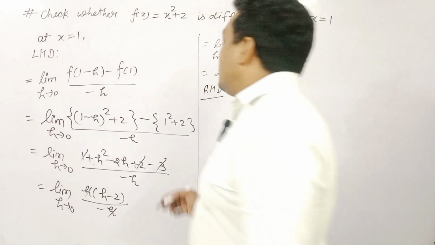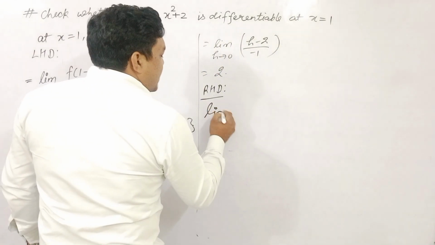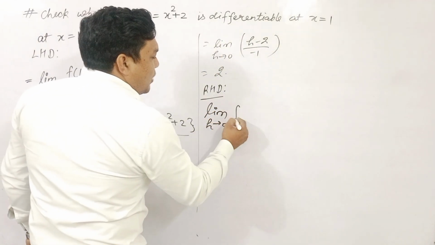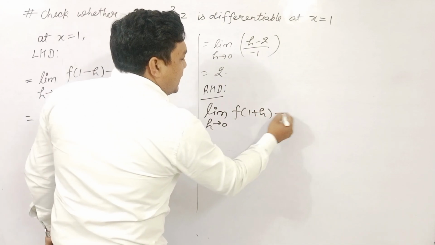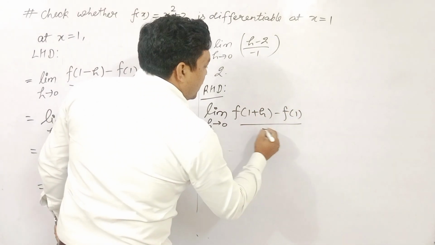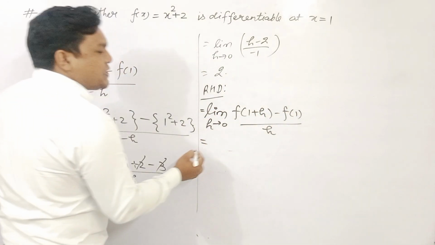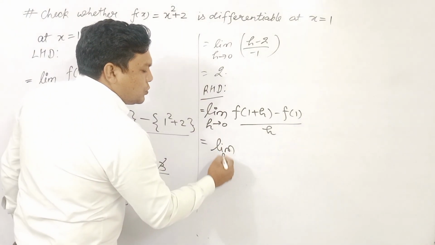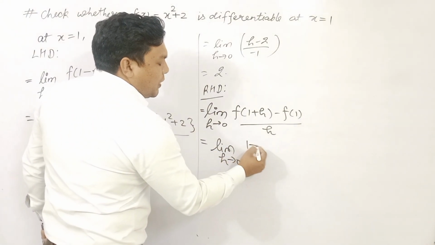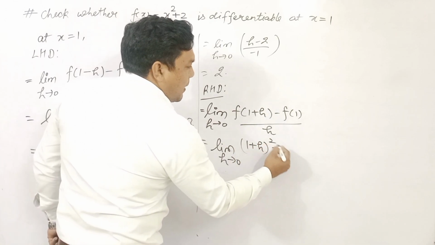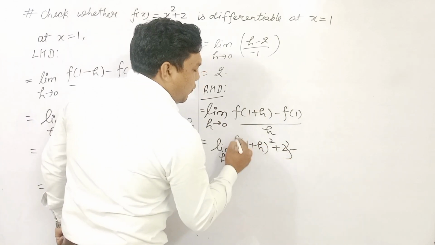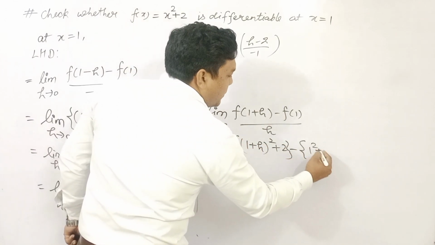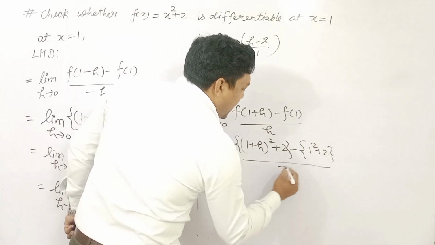To find RHD, what will it be again? Limit h tends to 0, which is f of 1 plus h minus f of 1 upon h. What will be f of 1 plus h? Again the same function will be used. So it will be limit h tends to 0, f of 1 plus h is 1 plus h whole square plus 2 minus f of 1 is 1 square plus 2, whole upon h.